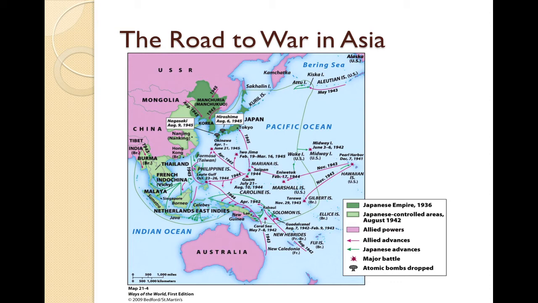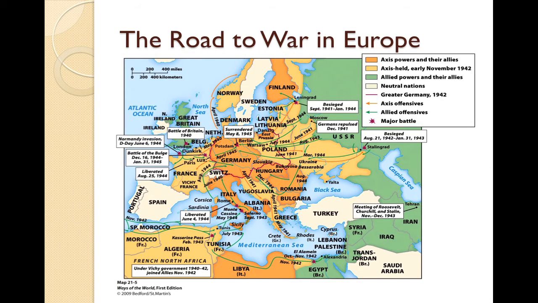The road to war in Europe. In Europe, the aggressive nation was Germany, which took over territory in Austria and Czechoslovakia. Here is Germany here, and it expanded to the south to Austria and to the east into Czechoslovakia. The League of Nations, created after World War I to maintain world peace, proved unable to stop Hitler, relying on an ineffective policy called appeasement, giving in to Hitler's demands in an attempt to avoid war.